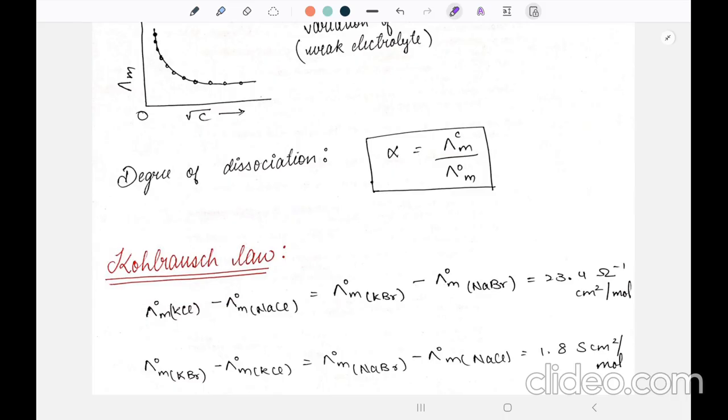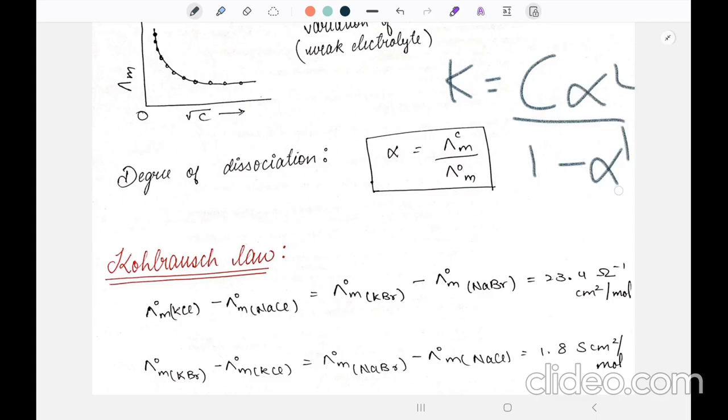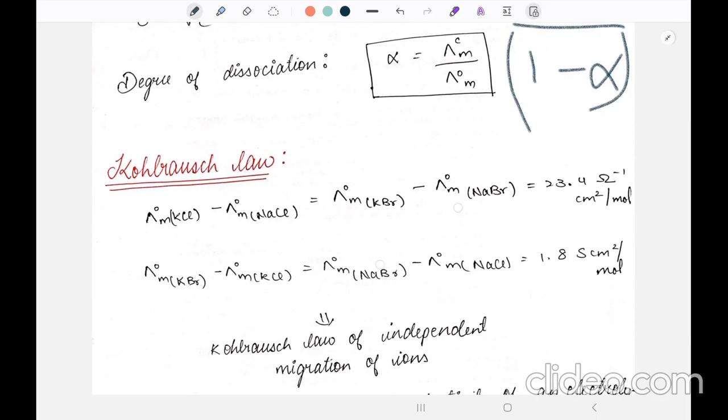First, let us see the formula of the degree of dissociation, which is alpha equal to molar conductivity by limiting molar conductivity. And we also have a constant whose formula is C alpha square by 1 minus alpha. Now we'll study what is Kohlrausch's law.